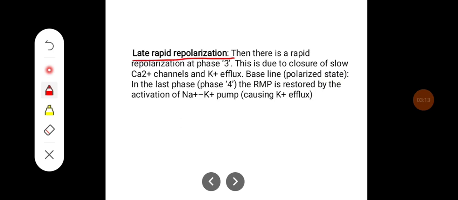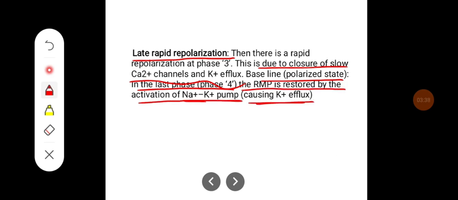Late rapid repolarization, phase 3, is due to the closure of slow calcium channels and potassium efflux. Baseline, that is the polarized state, is the last phase, where the RMP is restored by the activation of sodium potassium pump, which is caused by potassium efflux.